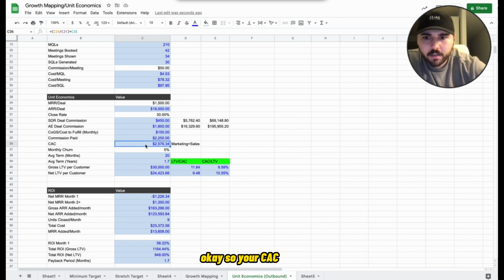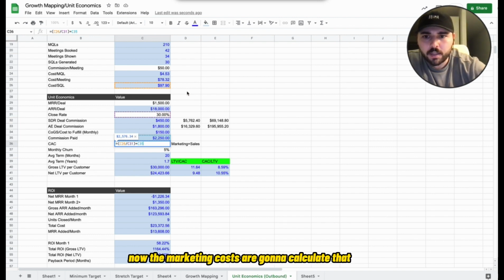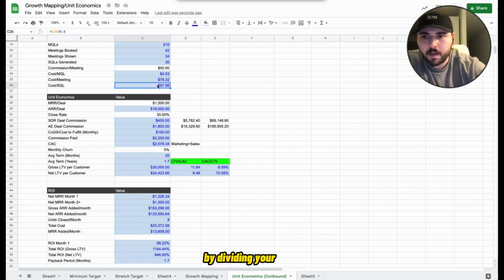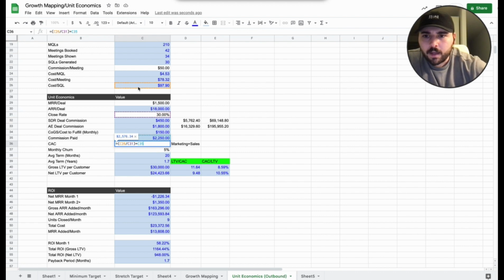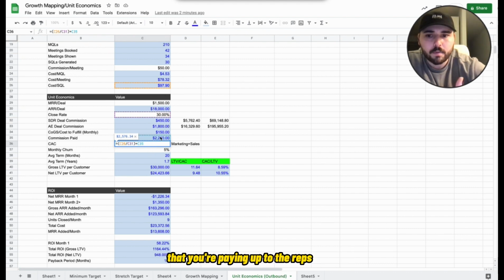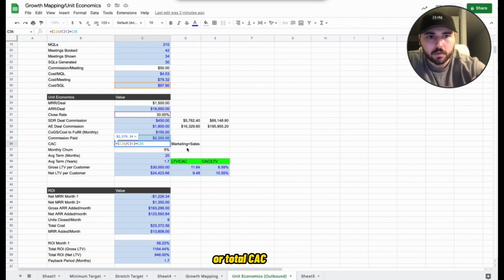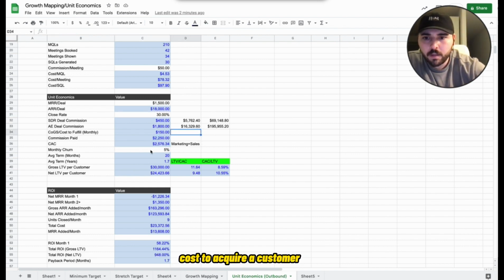Okay, so your CAC is going to be your marketing costs plus your cost to convert, right? So the sales commission. Now the marketing costs, you're going to calculate that by dividing your cost per SQL by your close rate. Okay, so that's going to give you your marketing CAC, and then adding on the commission that you're paying out to the reps will give you your sales CAC. Okay, and that's going to be your blended or total CAC, the cost to acquire a customer.